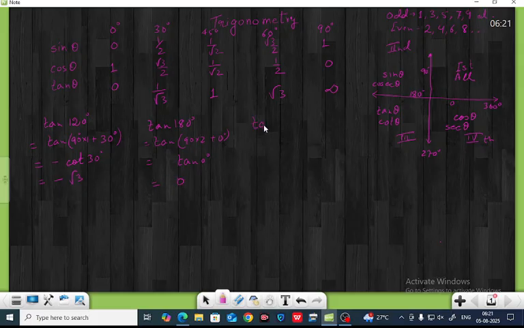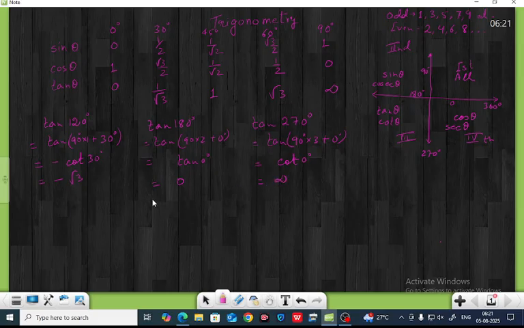And what is the value of tan 270 degree? It can be written as tan of 90 degree into 3 plus 0 degree. Since 3 is an odd number, it will be cot 0 degree. And what is the value of cot 0? Cot 0 is 1 by 0, which is infinity, therefore the value of tan 270 is infinity.